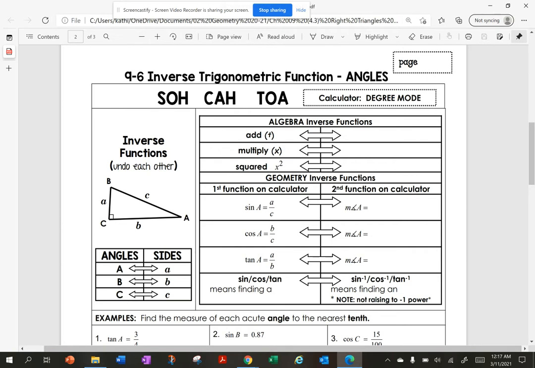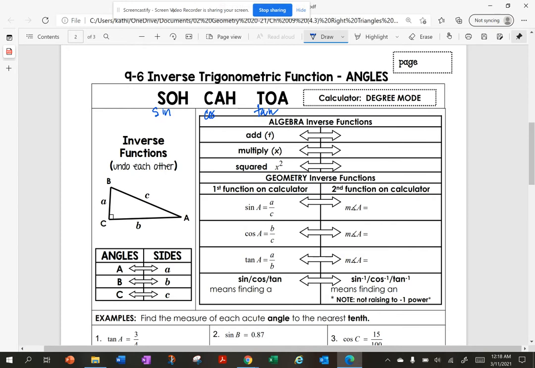And I remember those definitions by the acronym, the mnemonic SOHCAHTOA. So sine is opposite over hypotenuse, cosine is adjacent over hypotenuse, and tangent is opposite over adjacent. Okay, I have to start by labeling the reference angle, and the reference angle is one of the two acute angles, and it's never the right angle.